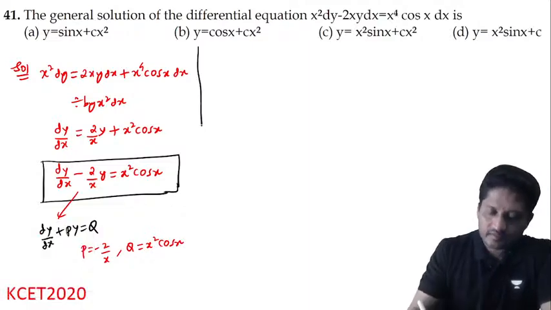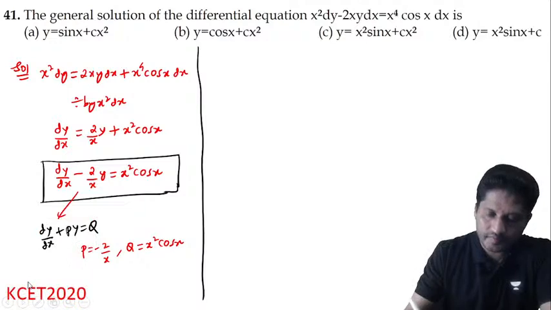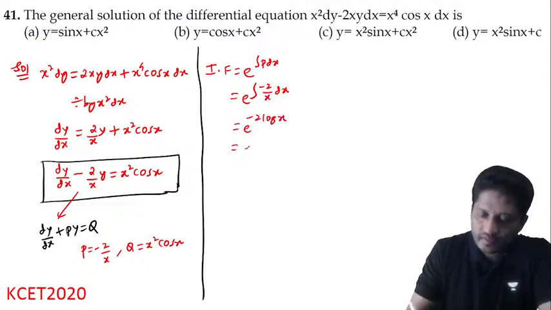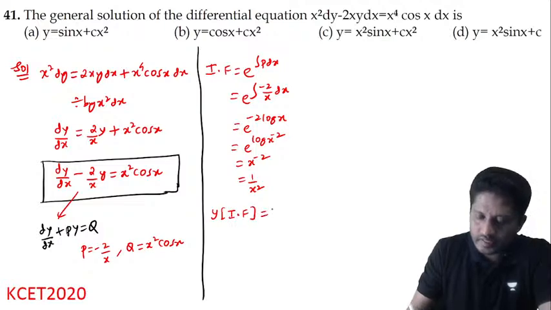Integrating factor is e power integration of p dx, which is e power integration of minus 2 by x into dx. Minus 2 integration of 1 by x is log x. Minus 2 log x is log of x power minus 2, which is x power minus 2, and that's equal to 1 by x square. Solution is y into IF is equal to integral q into IF dx plus c.